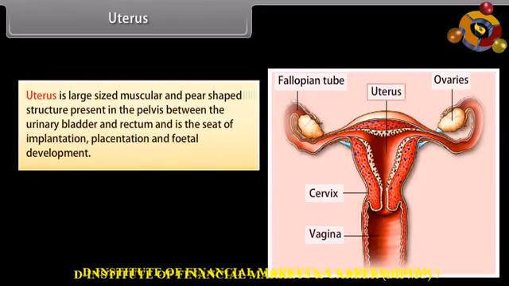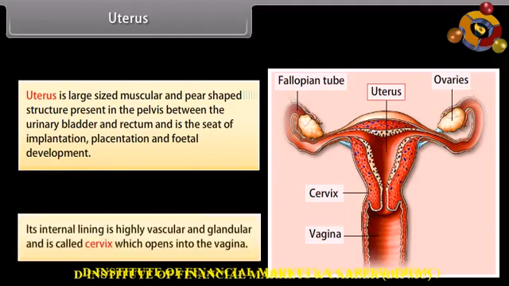Uterus. The uterus is a large-sized, muscular and pear-shaped structure present in the pelvis between the urinary bladder and rectum, and is the seat of implantation, placentation and fetal development. Its internal lining is highly vascular and glandular, and its lower part is called the cervix, which opens into the vagina.